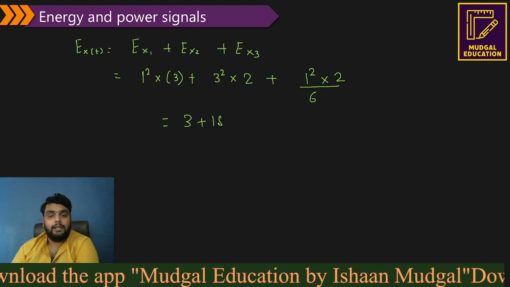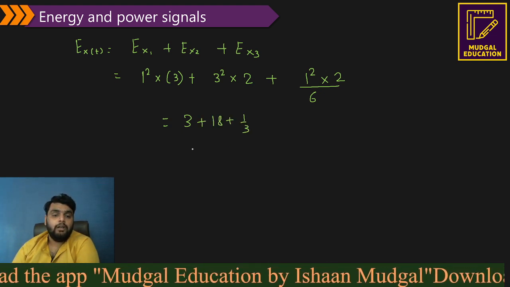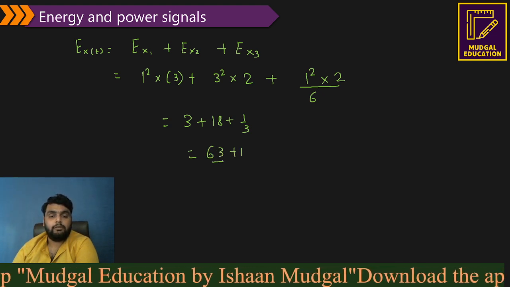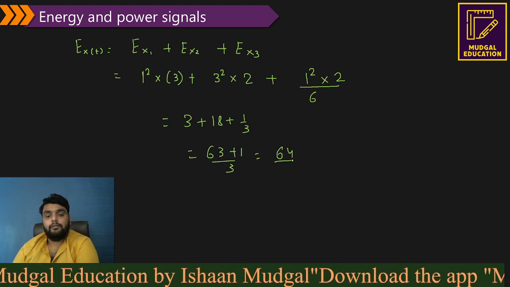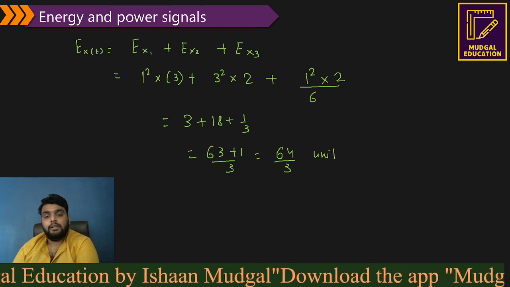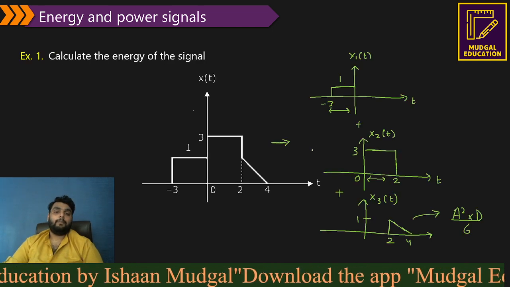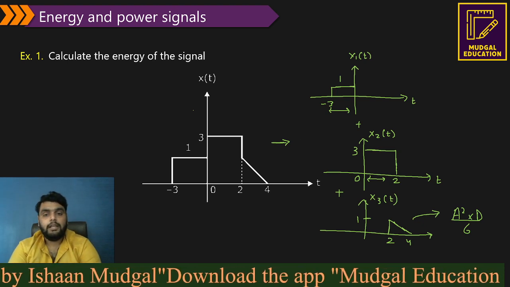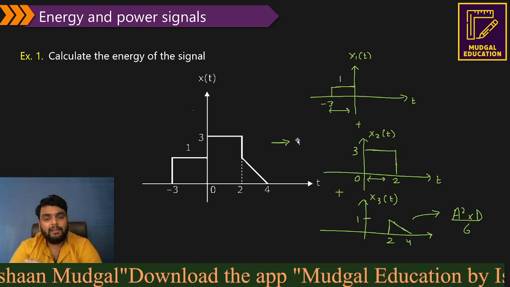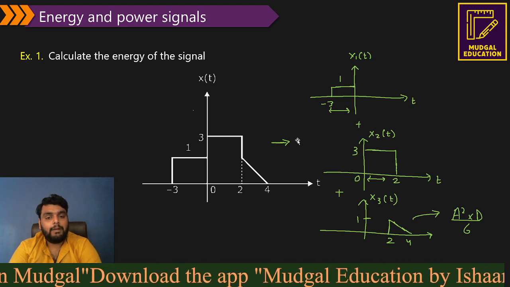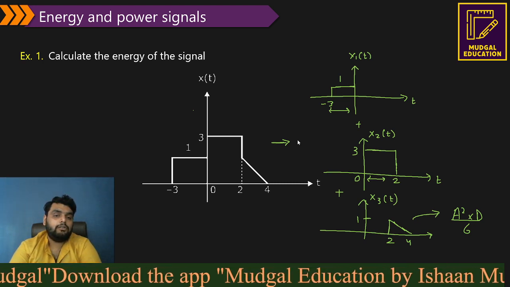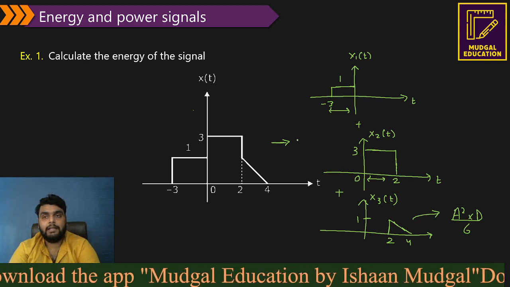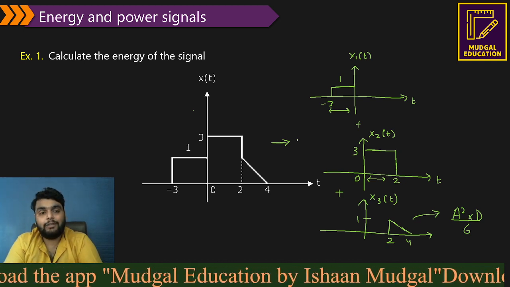So 9 times 2 is 18, plus 1 by 3. So it comes out to be 3 times 2 is 6... so 63 plus 1 by 3. Simple, 64 by 3 units. So this is the energy of this signal. Okay, simple. If you solve this question using the formula, it will consume much time, but we have found the formula so easily without much calculations.